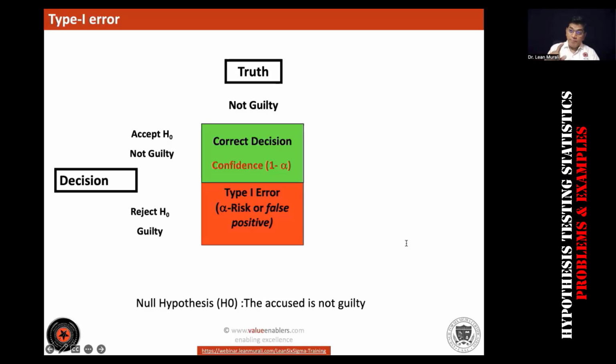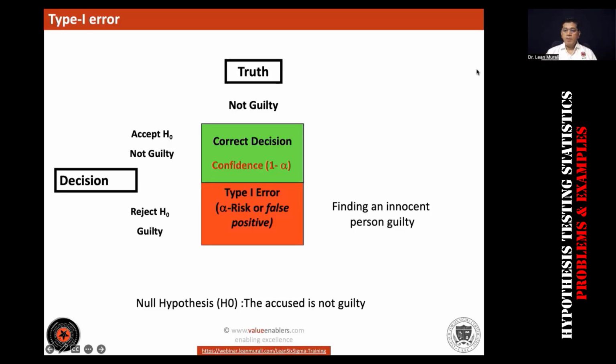Whereas if you reject the bad part, that is correct. Whereas if you accept a bad part, it will be a consumer risk. Suppose you reject a good part, who suffers? The company suffers, okay? The organization suffers. That is called type 2 error.